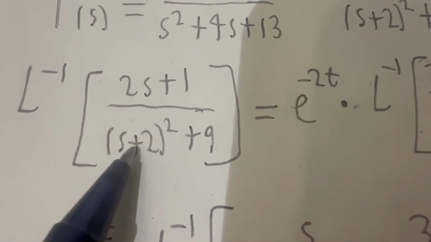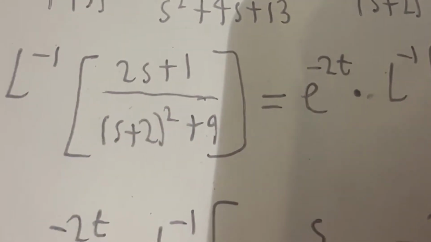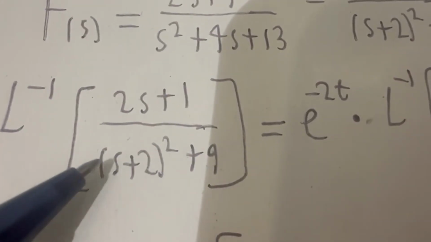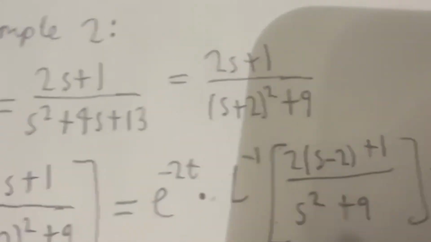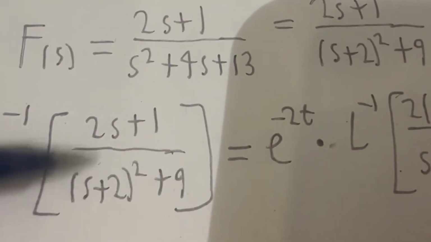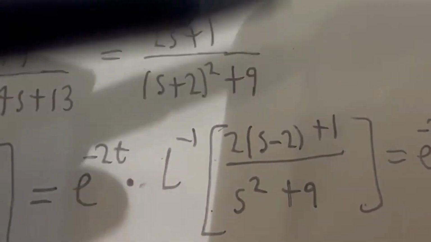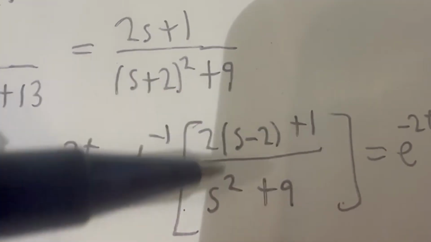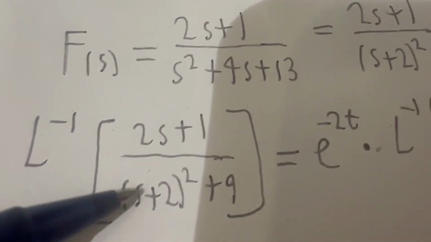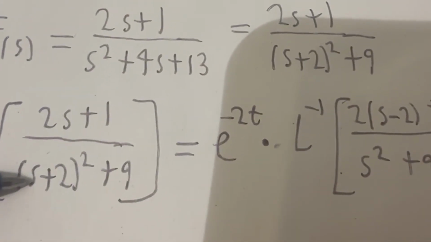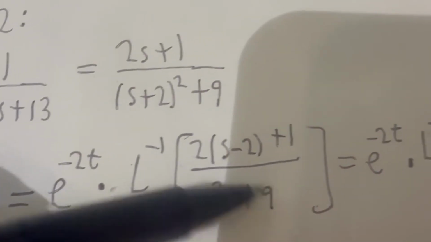Now if we want to do the inverse Laplace of this, this denominator is still pretty hard to work with, but by shifting all these s values by minus 2, we can convert this denominator into s squared plus 9. So remember, we have to take out an e to the power of minus 2t, and now this becomes the inverse Laplace of 2(s minus 2) plus 1 over s squared plus 9. Remember, if we shift this s value, you have to do it for all the s values. So this becomes s minus 2. This is s plus 2 minus 2, so it's just s. So s squared plus 9.